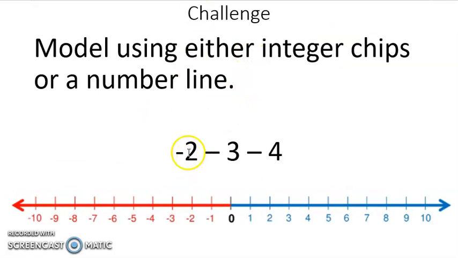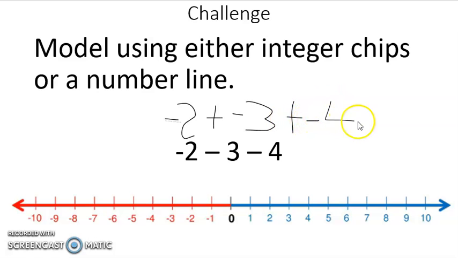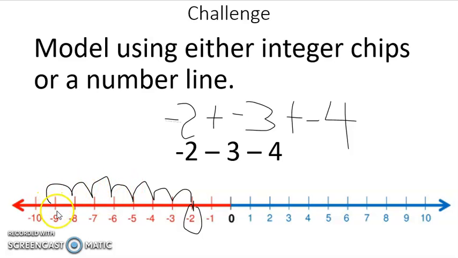Okay, so here we're going to start by changing it into an addition problem. So we start with just negative 2. Oh, that's not a dark enough color. Start with negative 2. This minus becomes a plus. This becomes a negative 3. This minus becomes a plus. And this becomes a negative 4. Start at negative 2. After my negative 2, down 3. 1, 2, 3. And then we're going to go down 4. 1, 2, 3, 4. Where did we land? Negative 9.